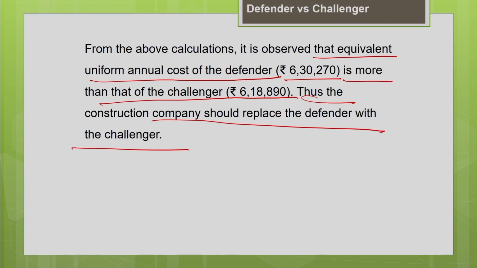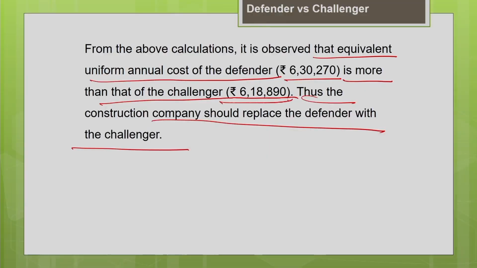So, in this approach, we are comparing two different machines, your current existing machine, the defender, and the proposed machine. You are estimating the equivalent annual cost for both, and we are finding for which one the cost liability is minimum. Whichever equipment has the minimum cost liability, we will recommend that. In this case, the challenger's cost liability is minimum. So, it is preferable to replace your defender with the challenger.